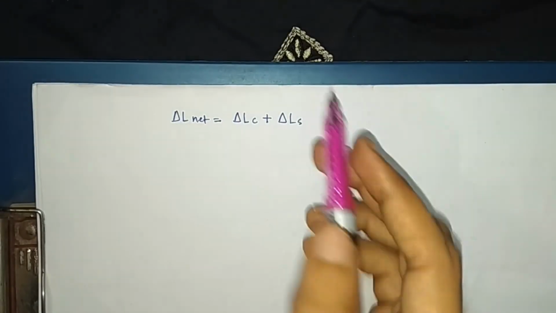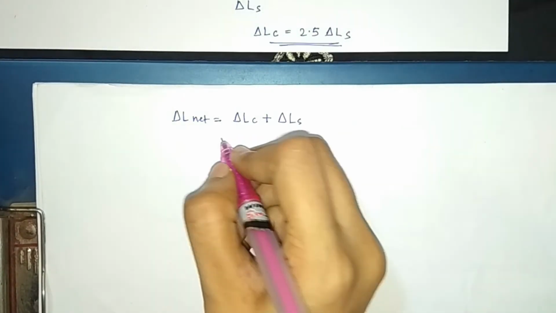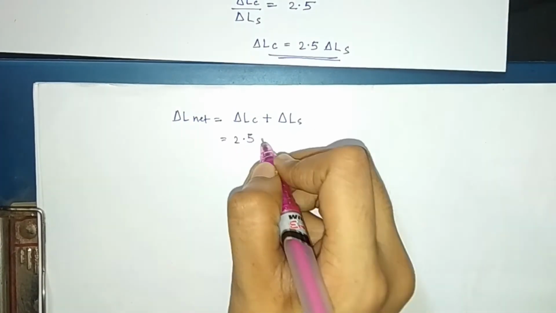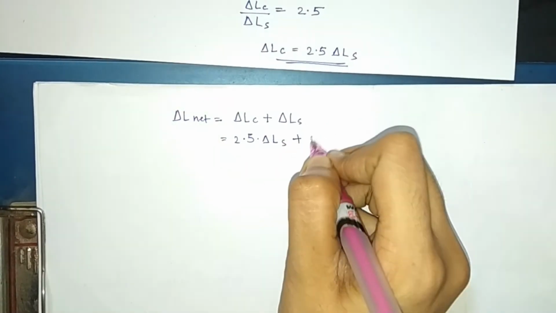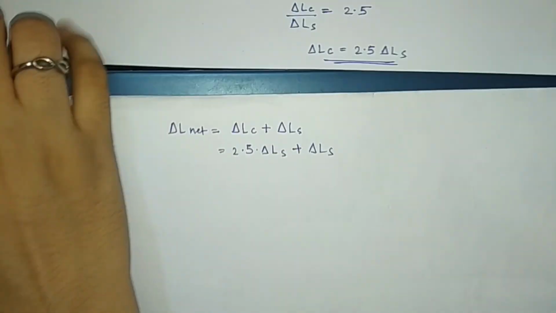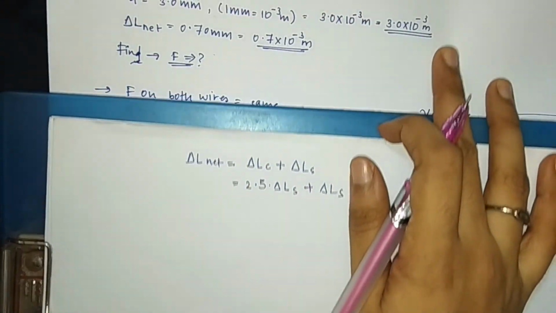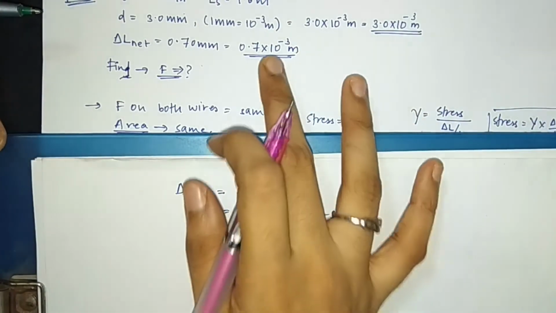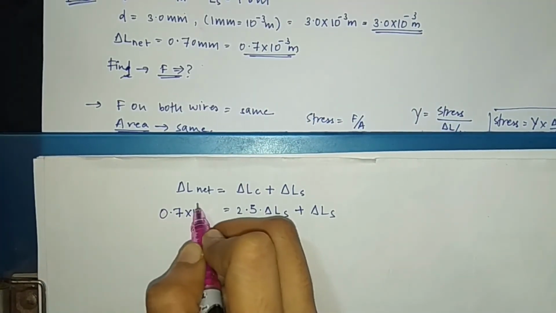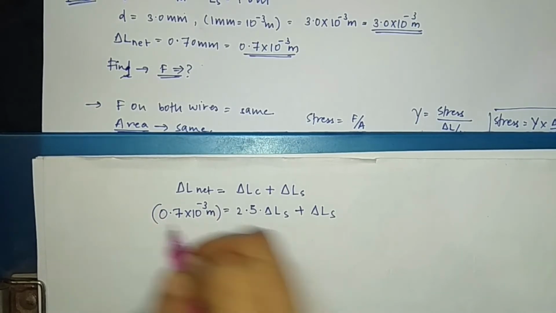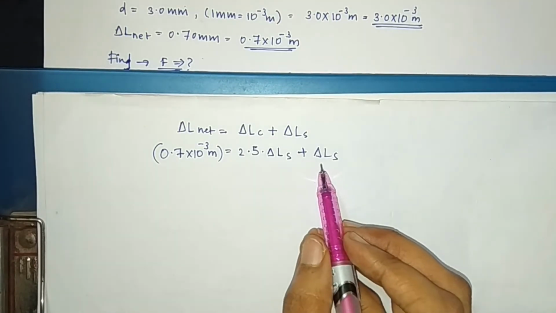So we know delta LC in terms of delta LS. So what was delta LC? It is 2.5 times delta LS, plus delta LS as it is. What is delta L net given as? It is 0.7 mm, right? And we have converted it into meters, that is 0.7 into 10 raised to minus 3 meter, right? So from this equation we can find the delta LS value.